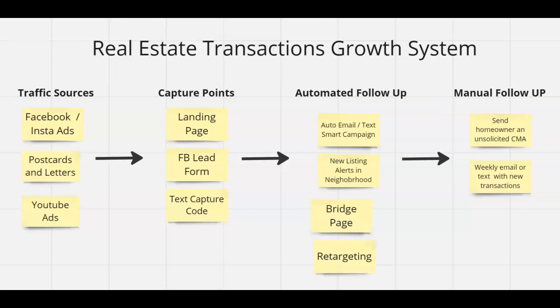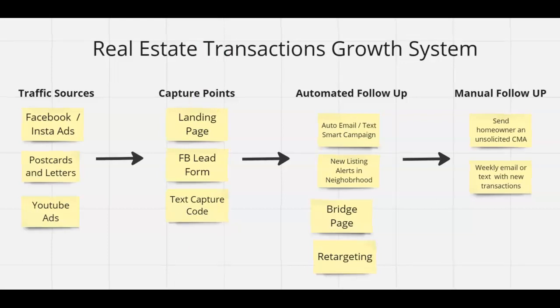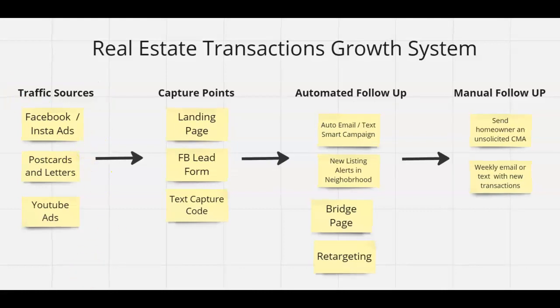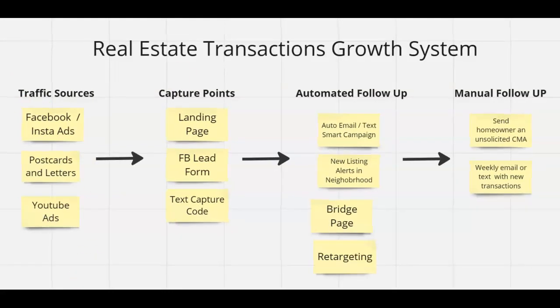So the actual system looks like this. So pretty much any marketing funnel or any growth system, you're going to start with your traffic sources. We'll start with Facebook and Instagram ads. We might talk a little bit about postcards and letters you can send to your farm. And then maybe we'll get into YouTube ads. That's just another traffic source that I think could work great here. But basically, there are many sources out there. You could use TikTok, you could use banner ads on websites in your market, lots of different ways to get the traffic flowing to your capture points, which brings us to this next section here, the capture points.